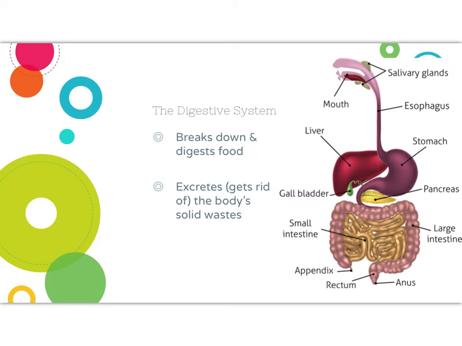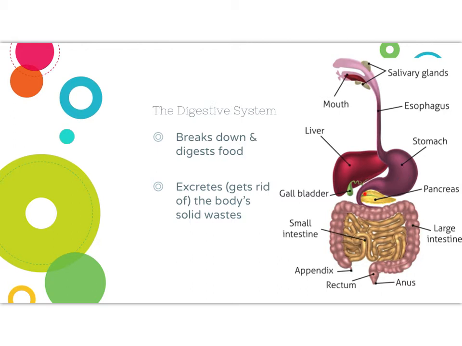The first one we'll look at is the digestive system. The digestive system breaks down and digests food and then excretes, or gets rid of, the body's solid wastes. So food enters the mouth and salivary glands help with digestion, making our saliva. Food travels down the esophagus into the stomach.